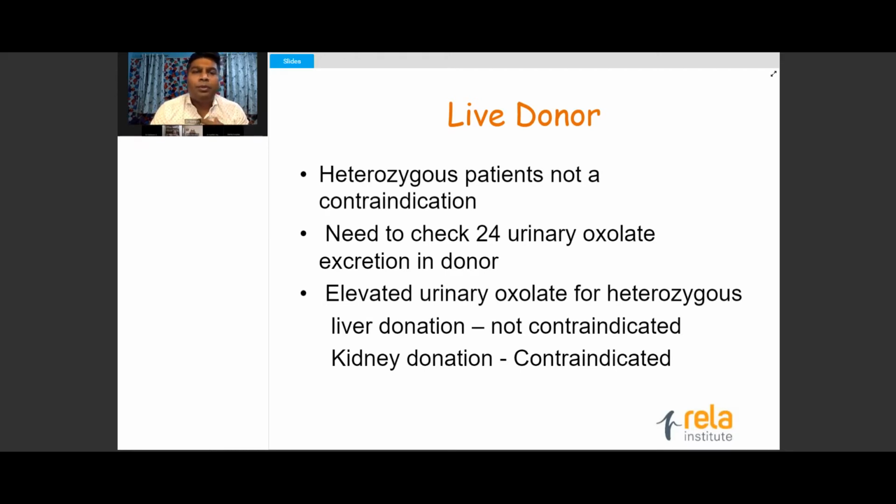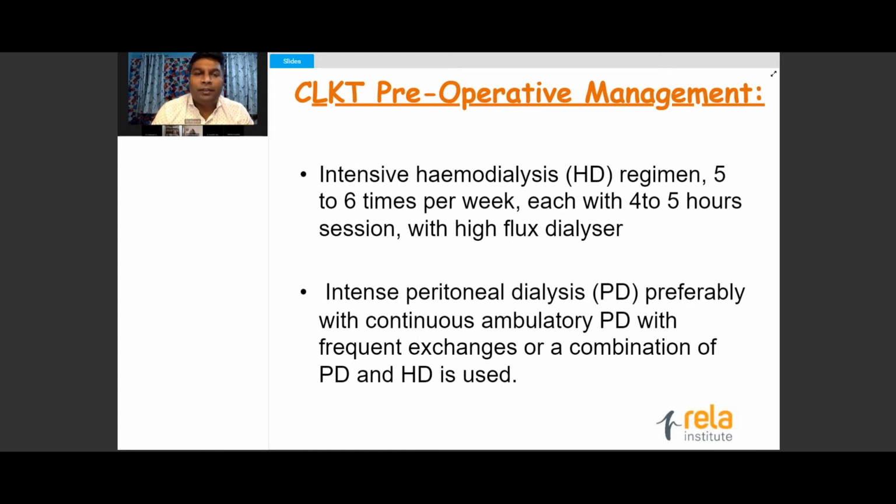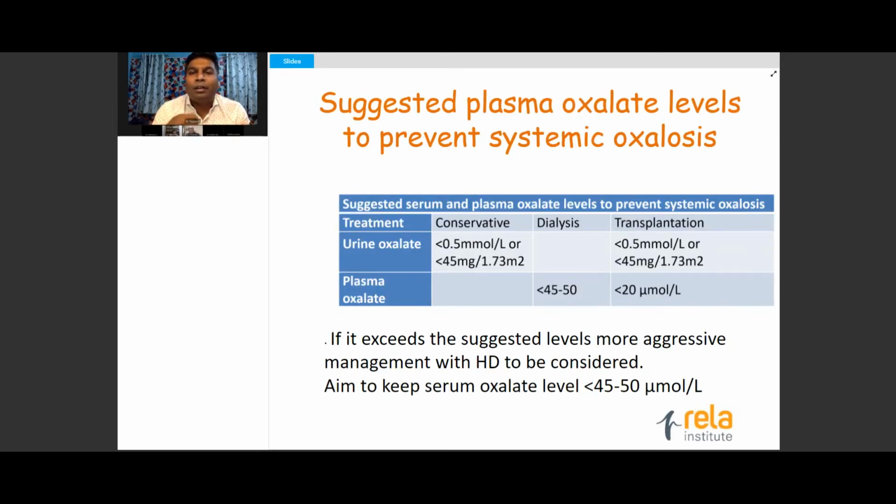So what do we do pre-operatively? As Dr. VC said, we can do intensive hemodialysis. If they are on peritoneal dialysis, we can put them on continuous ambulatory peritoneal dialysis. The problem here, as he said, is why we can't put them on continuous dialysis like CRRT. All the oxalate sits in the bone, and when we remove the oxalate from the blood using dialysis, the equilibrium that is maintained between the bone oxalate and the serum oxalate takes some time for mobilization.